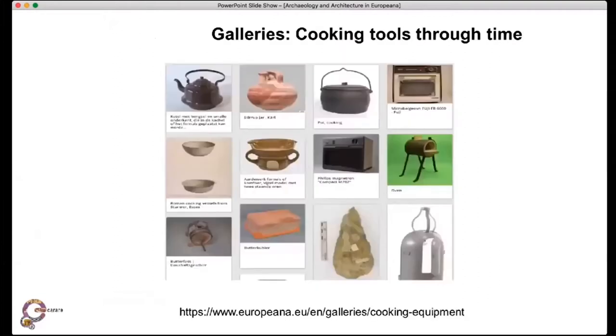Cooking pots are some of the most common finds on excavations, and this gallery presents an overview of the tools and equipment we have used to prepare our food, from the earliest archaeological finds to more recent technology.